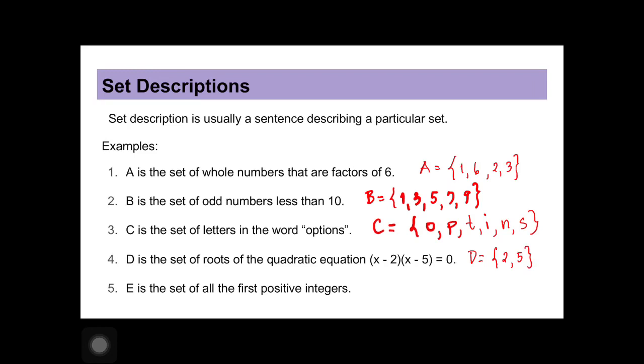And number 5, the set of all the first positive integers. So let's say first 3 positive integers. So that would be E is equal to, we have 1, 2, and 3. Okay? 0 is neither positive nor negative. So we'll start with 1. And then for the first 3 positive integers, that's 1, 2, and 3. Okay, moving on.